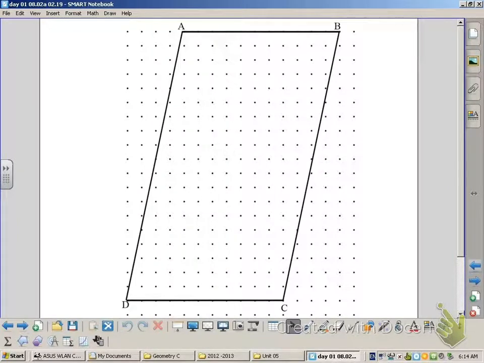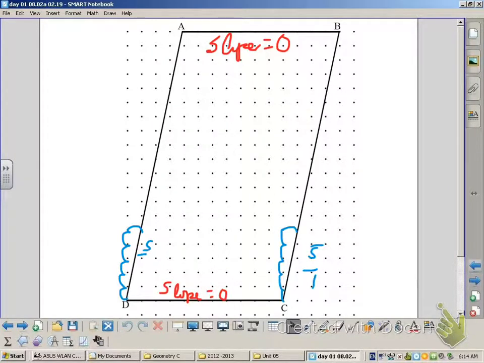So when we look at the slope for AB, we get 0. DC is 0, and as we count the slope for BC and DA, we get up 5/1, so those slopes are 5/1. That's where we have our parallel sides. Our opposite sides both have the same slope, so since they have the same slope, our opposite sides are parallel, making this figure a parallelogram. That's the definition of a parallelogram: two pairs of opposite sides parallel. And this is the shape we're working with today.